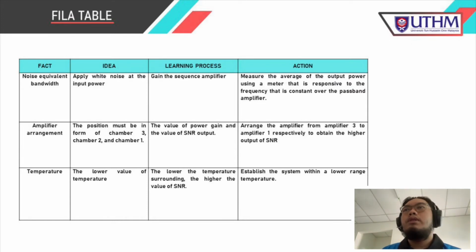The third one is temperature. The idea is to get the lower value of temperature surrounding the system, and the lower the temperature surrounding, the higher the value of SNR. So the action is to establish the system within the lower range of temperature. For further explanation, it will be explained by my other group member.